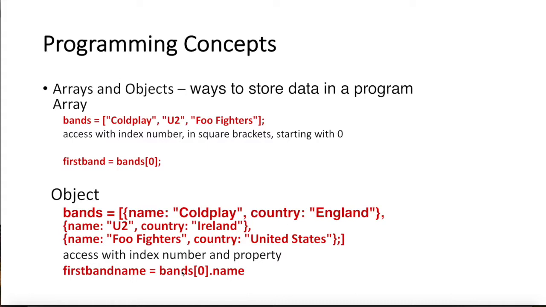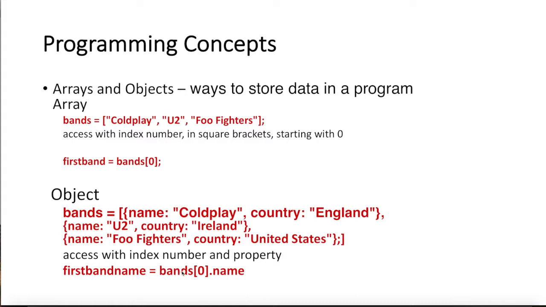You'll see here I have bands, but instead of just having the names of bands, I have several different properties. I have name and country. In this one, I have name Coldplay, name U2, name Foo Fighters, and then I have country England, Ireland, and United States. Just notice that the values are all enclosed in quotation marks. Each grouping is enclosed in curly braces, and then each one is separated by a comma. The entire object of bands, the list of bands, is actually an array.